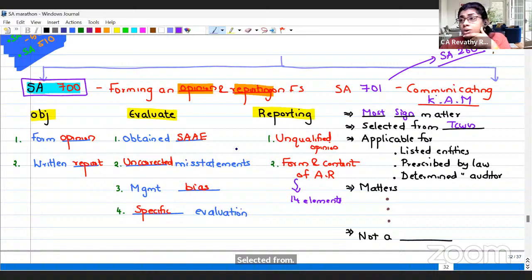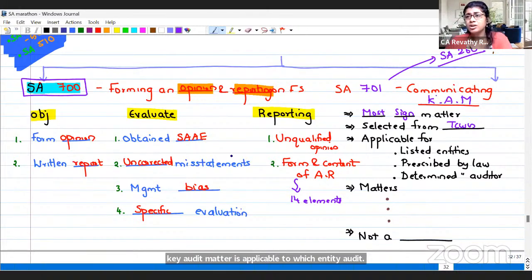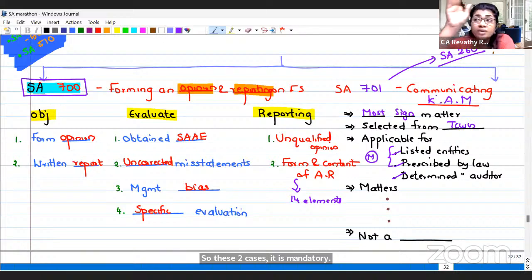Basically, key audit matter is applicable to which entity's audit? Listed entity audit. You know why? For a listed entity, transparency should be more. Or if it is prescribed by law, like a public interest entity, or if it is determined by the auditor. In these cases, it is mandatory. If it is a listed entity, you should communicate. Even if there is no key audit matter, you should put the para.